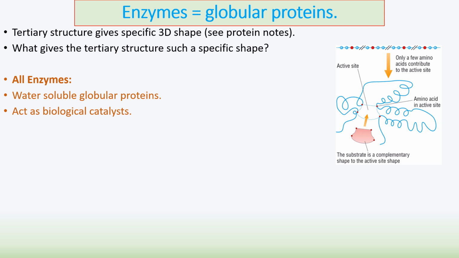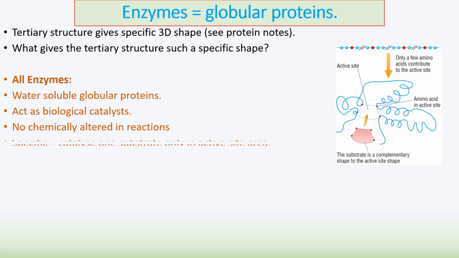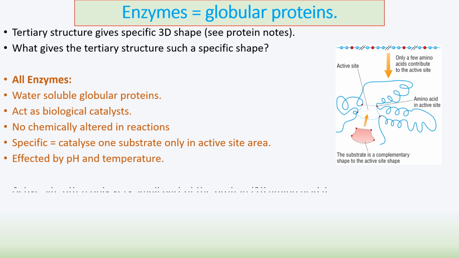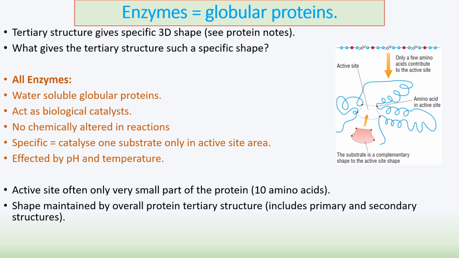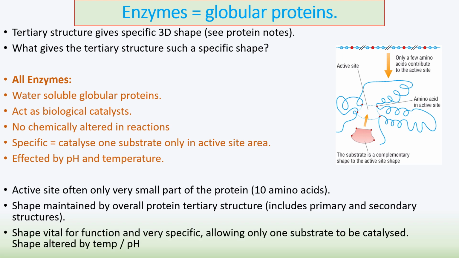All enzymes act as biological catalysts. All enzymes are not chemically altered in the reactions. They are specific, in other words, they will catalyze only one substrate, if it has a complementary shape to the active site. They're affected by pH and temperature, and the active site is often only a small part of the protein, normally about 10 amino acids in size. The shape is maintained overall by the tertiary structure of the protein, and it's vital and has a very specific function and can be altered, as we'll look at later, by glycation.